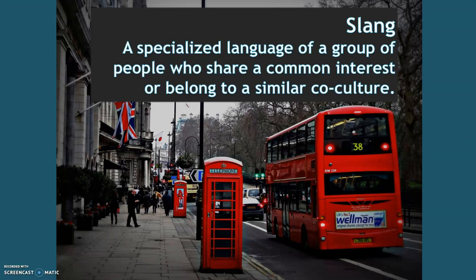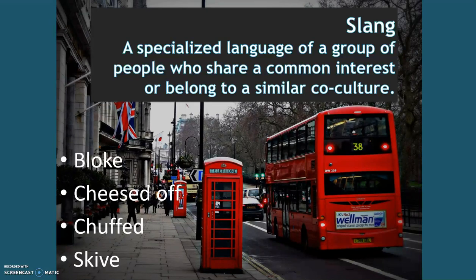Slang refers to words that are used by a particular group of people who share a common interest or belong to a similar co-culture. In contrast with jargon, these words are often used in informal settings. Here are some examples of British slang. Can you guess what they are? Bloke, cheesed off, chuffed, and skive.